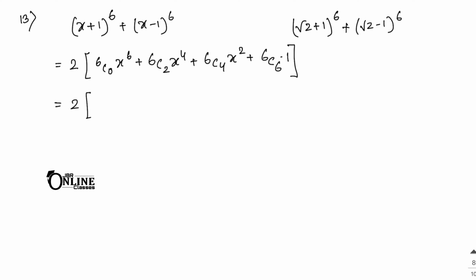Now in the next line, 2 into 6c0, that means 1, so it will be x to the power 6. Then here 6c2, it will be 15. So 15x to the power 4.